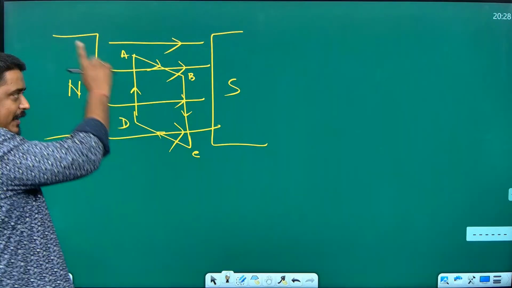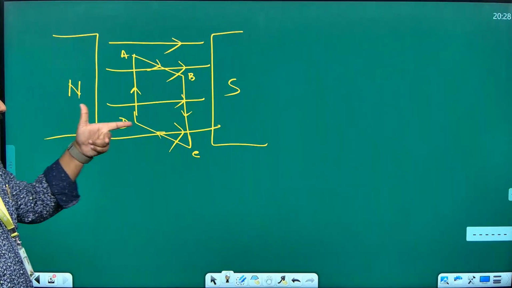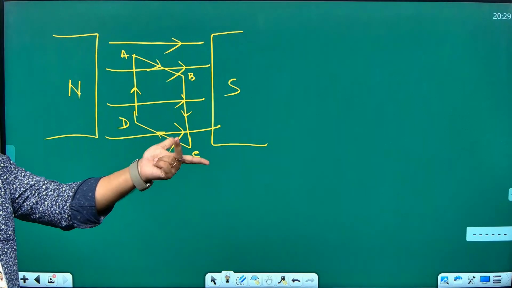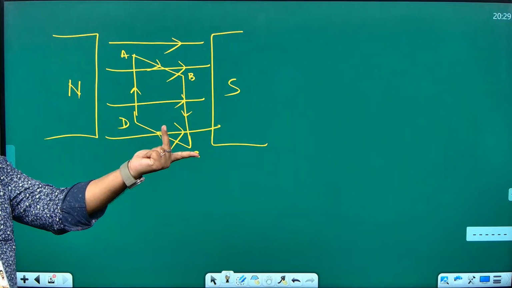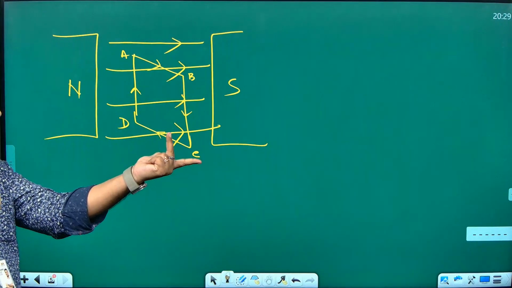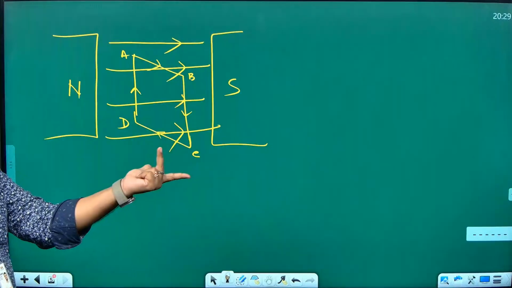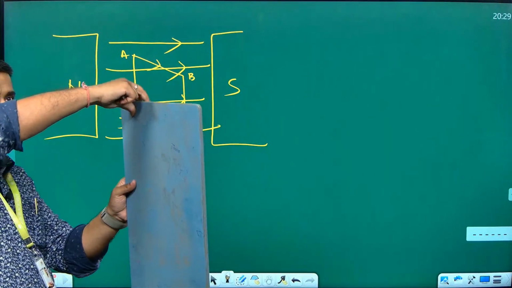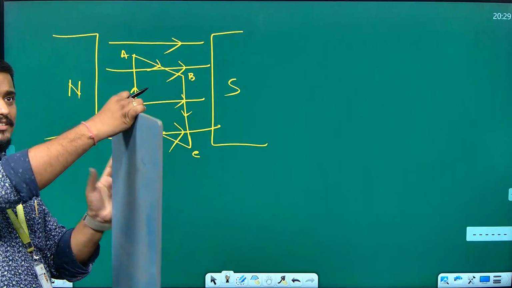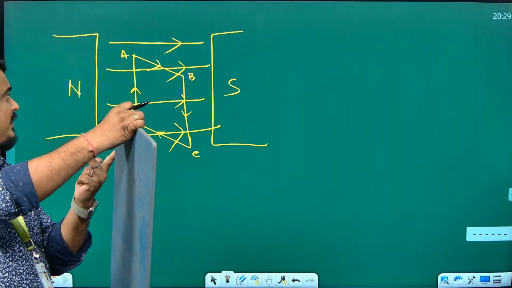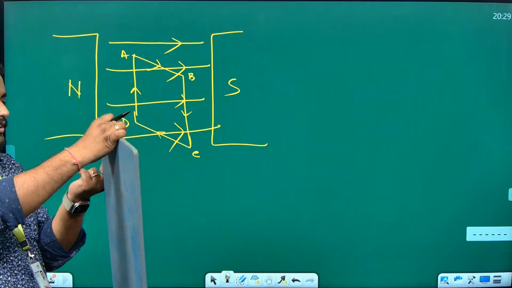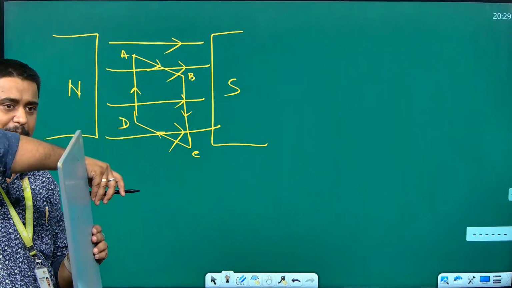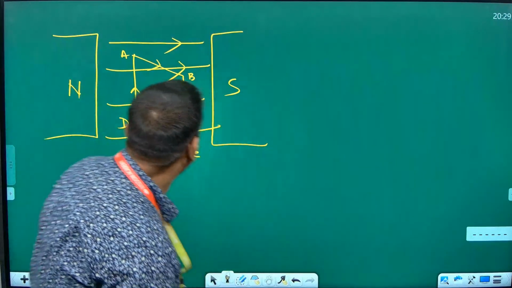If you see the DA part of the wire, the magnetic field is in this direction, and the current is in the upward direction for AD. So the force will be acting into the plane, but I have not drawn it like this, I have tried to draw it in some inclined way. So imagine the magnetic field is in this direction, current in this direction, so there is a force acting in this direction, somewhere like this. Are you getting my point? So I am drawing it something like this.